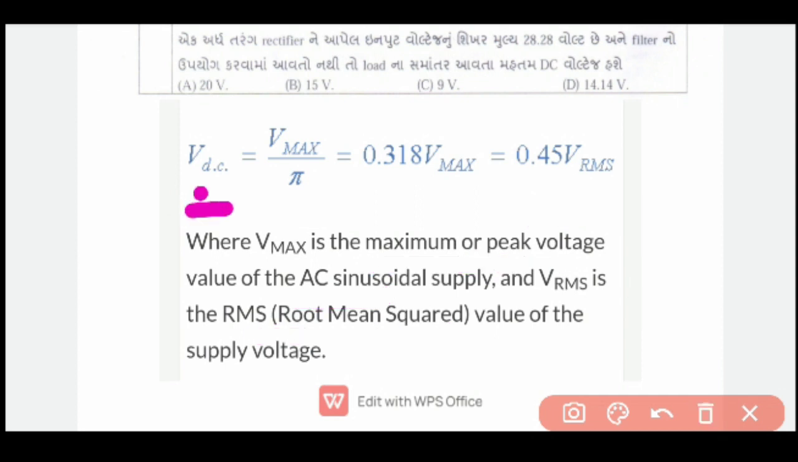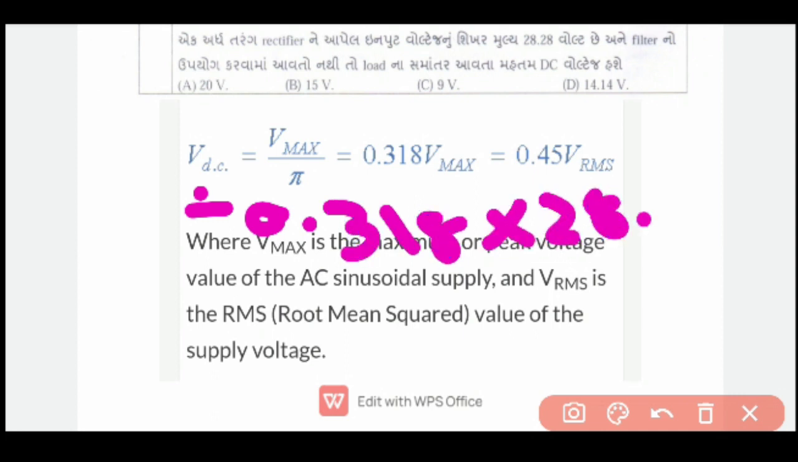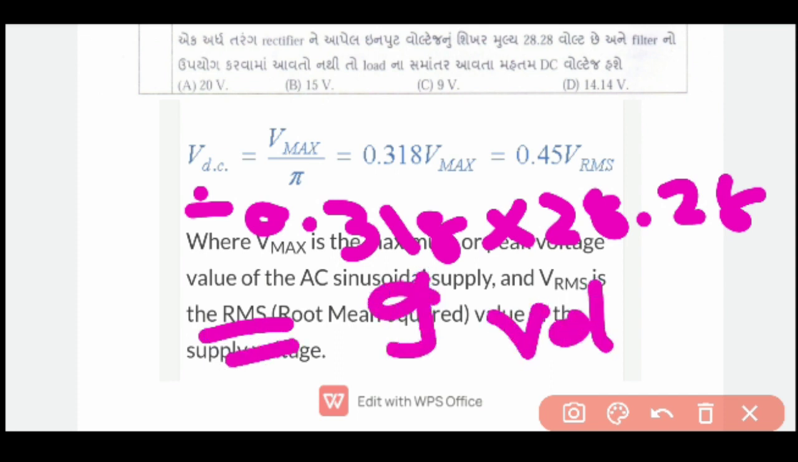Here you can get 0.318 into 28.28. Then you get 9 volt. Then the answer is option C.